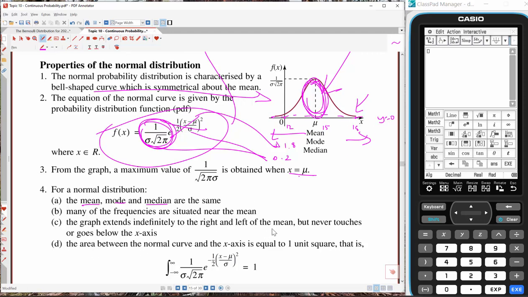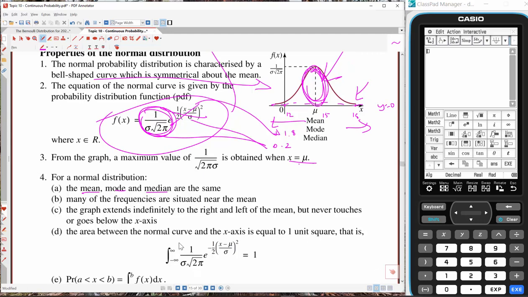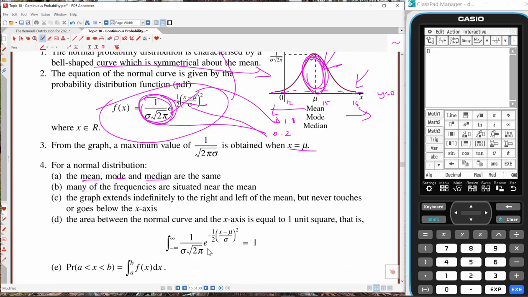The area between the normal curve and the x-axis is always equal to 1 square unit. That is, if I integrate the normal distribution function between negative infinity and positive infinity, the answer is going to be 1, because all of the probabilities under the curve will add up to 1. I can also get probabilities between certain values by integrating between those values. If you're looking at basketball players, the probability that the height is between 1.8 and 2.0 is found simply by integrating.